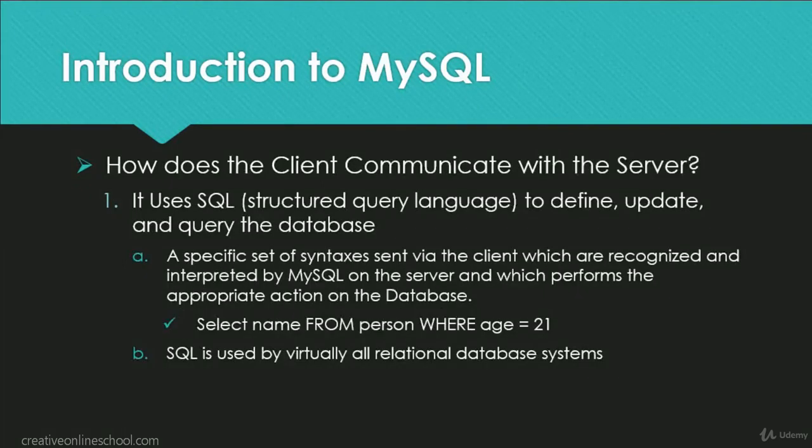Now that we know what a client is, let's talk about how a client communicates with a server. To do this, it uses something called SQL, or Structured Query Language. This language can be used to define, update, and query the database. A query is just a term for the set of instructions sent. Like any language, SQL has a specific set of syntaxes that when sent from the client to the server can then be interpreted by MySQL so that it can take the appropriate action on the database. A quick example of this syntax would be something like select name from person where age equals 21. We'll get into the actual syntax later in the course, but for now, that's how it looks.